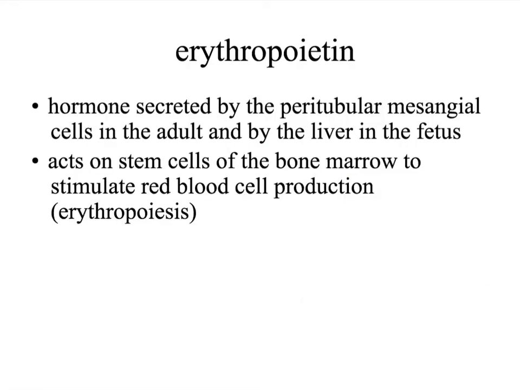Another hormone to remember that is produced in the liver is erythropoietin. This was discussed in the blood chapter because it's the hormone that's going to stimulate production of red blood cells by the bone marrow and long bones.